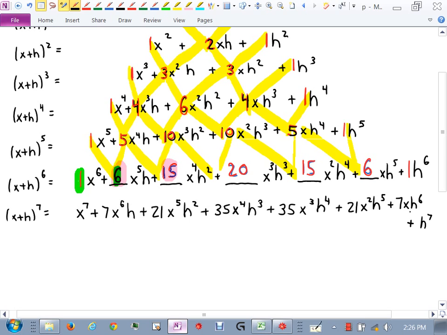What if you don't have the chart? Well, Pascal's triangle is pretty easy to draw by itself. So you first would have to understand the pattern in the variables. You would have to know x is going to start out at x to the seventh and go down. The h is going to start to appear. And then what you do is, okay, I'm going to have to use Pascal's triangle.